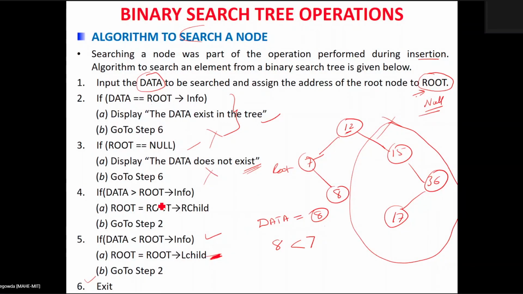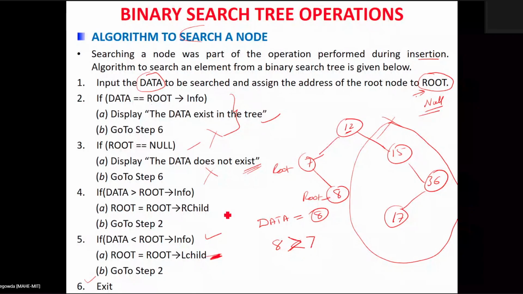Then you come to step number 4, data greater than root points to info. Now data is 8, and root points to info is 7. You compare whether 8 is greater than 7 or not. Now 8 is greater than 7, so you change the root value. Now your root is pointing to this node.